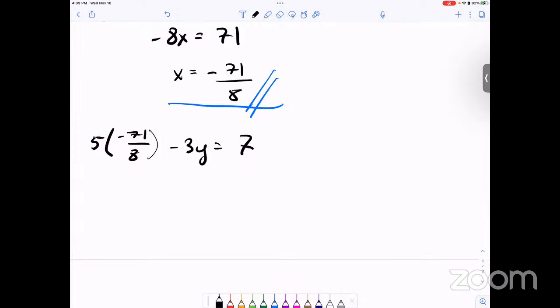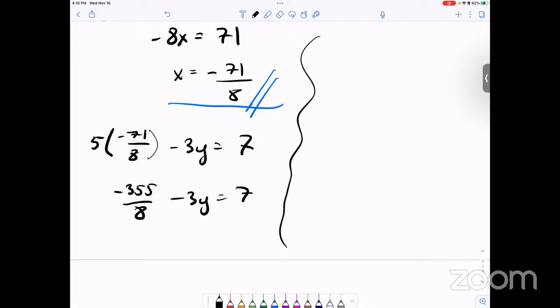355. Okay. So on top, we'll have -355 by 8 minus 3y equals 7. I'm just going to work in this space. So then we'll get 3y equals -355 by 8 minus 7. Multiply both sides by a third, or divide both sides by 3. I'm going to use my calculator: 8 times 3 is 24, minus 7 by 3.